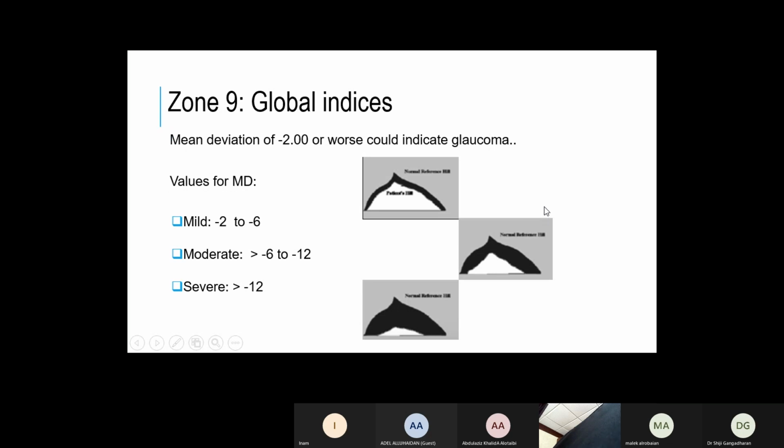The normal is up to -2. If it is more than -2, that means there is mild visual field change. If it is from -2 to -12, we'll consider it moderate. If it is more than -12, we'll consider it severe. You can see this is mild, this is moderate, and this is severe.